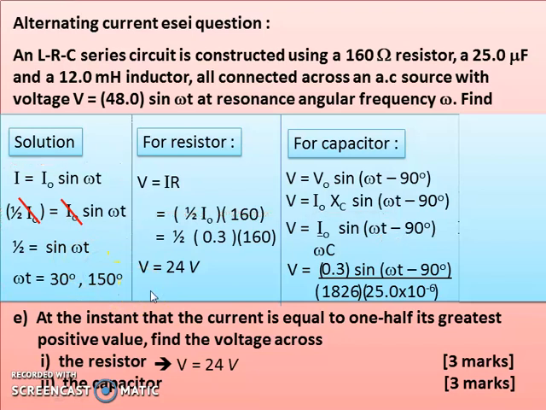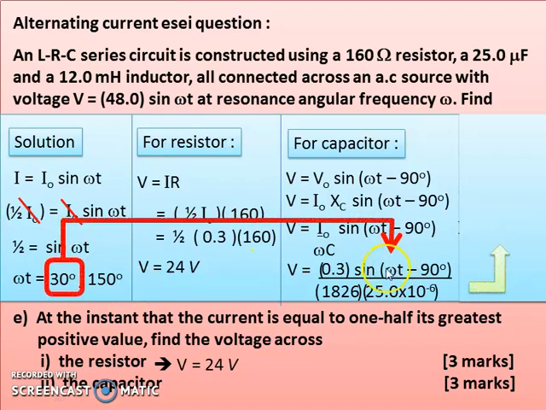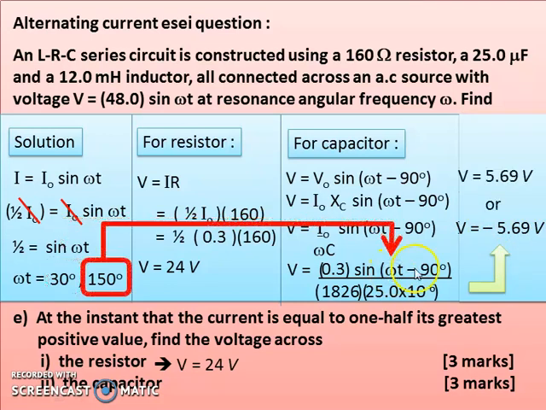Now we substitute omega t into the equation here. If we substitute 30 degrees, we get the voltage negative 5.69 volt. And if we substitute 150 degrees into the equation here, we get voltage equals 5.69 volt. So this is the answer, the voltage across the capacitor.